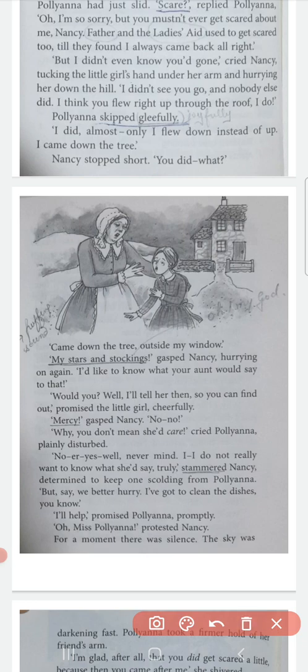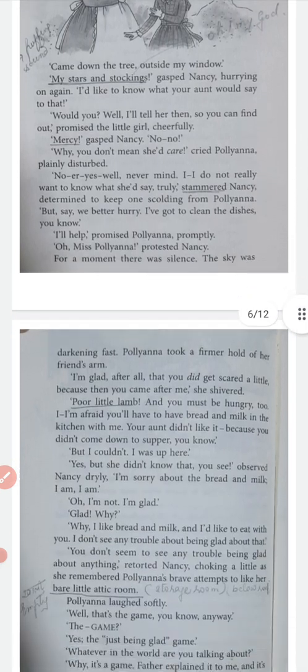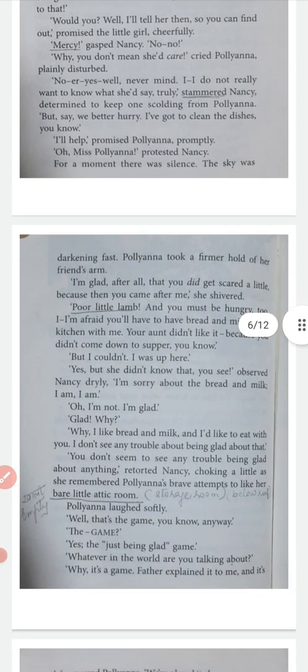I will help, promised Pollyanna promptly. Oh, Miss Pollyanna, protested Nancy. For a moment there was a silence. The sky darkening fast, Pollyanna took a firmer hold of her friend's arm. I'm glad after all that you did get scared a little because then you came after me, she shivered. Poor little lamb, and you must be hungry.